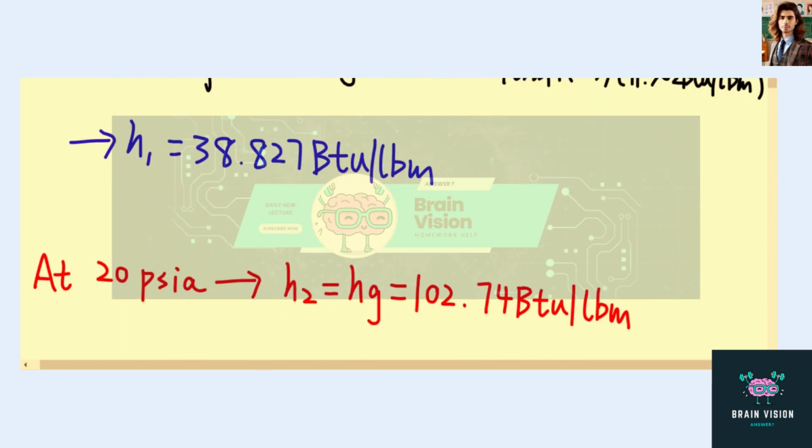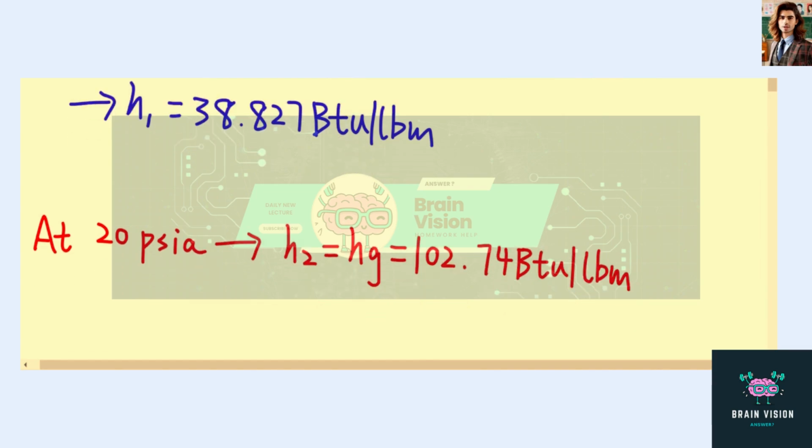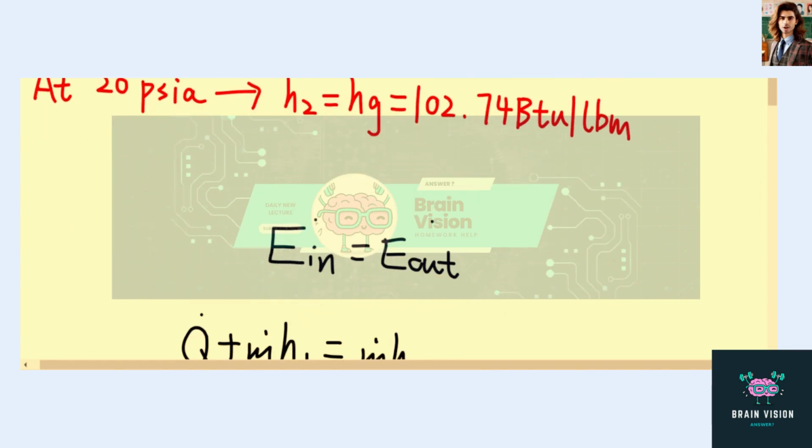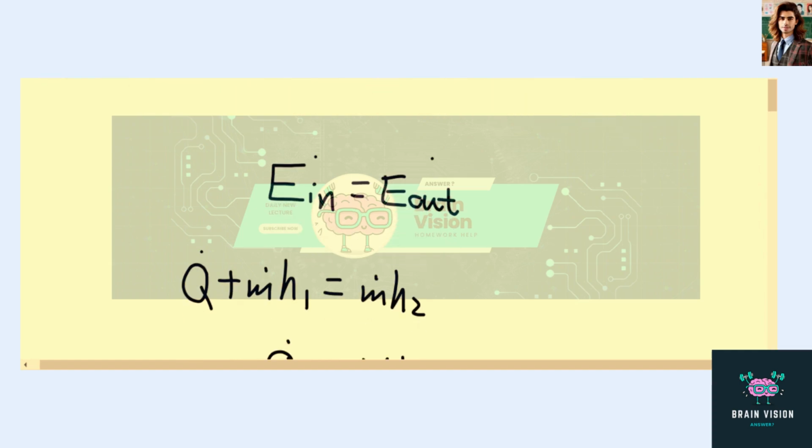Now let's determine the final enthalpy for the refrigerant 134A. In the question, it leaves as a saturated vapor at the same pressure. So we use the same table, A12E. At 20 psia, the enthalpy for the saturated vapor, hg here, is equal to 102.74 British thermal units per pound mass.